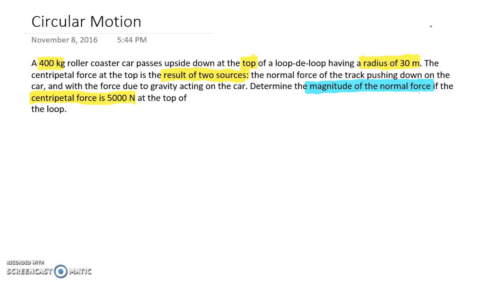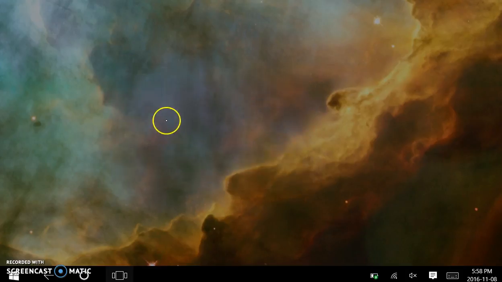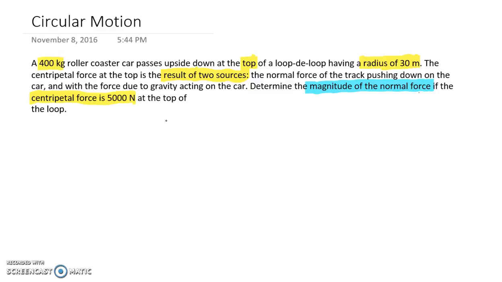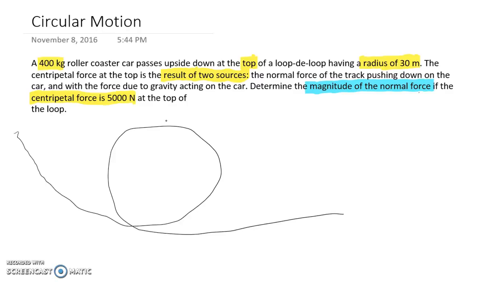Now once I've read the question, I want to draw it. Or sometimes even as I'm reading the question, as I'm seeing, oh, this is a roller coaster on top of a loop-de-loop, I might start drawing even then. But let's start here and draw ourselves a loop-de-loop. Here's our loop-de-loop, and at the top here we have a mass of 400 kilograms. Fantastic. And we are told it's at the top of the loop-de-loop. Got that.